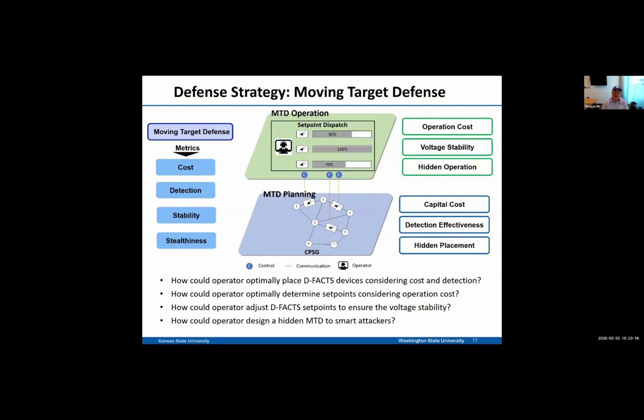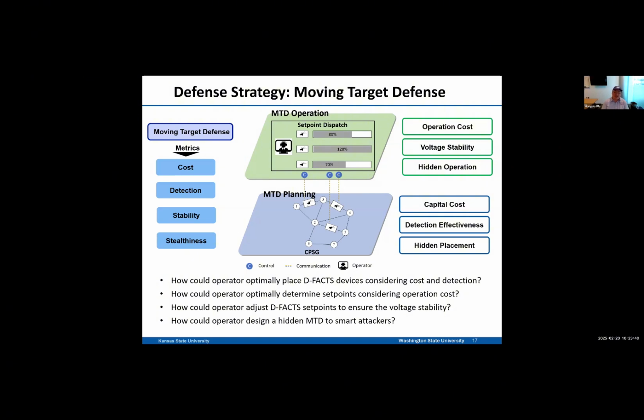The second metric is detection. Detection is the most critical factor for any defense mechanism. However, previous research has not explored the connection between detection effectiveness and power system operation planning. Our work demonstrates that the placement of the moving target defense during the planning stage plays a key role in determining the detection effectiveness.